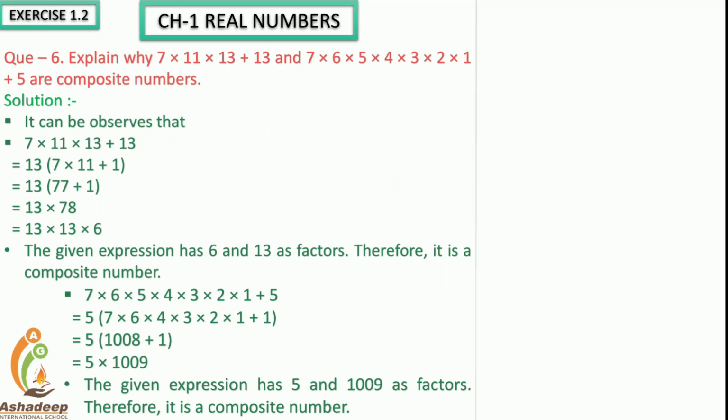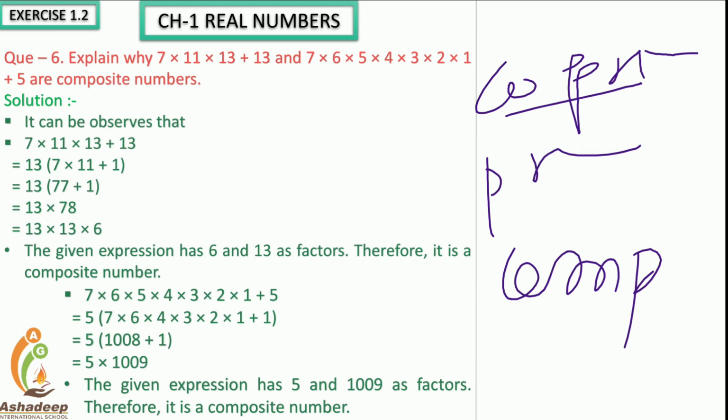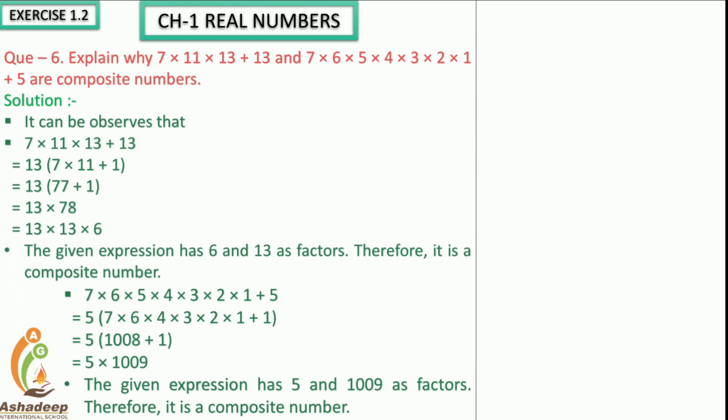Explain why 7 into 11 into 13 plus 13, and 7 into 6 into 5 into 4 into 3 into 2 into 1 plus 5, can be a composite number. Now we have co-prime numbers, prime numbers and composite numbers. Co-prime numbers we will see in an upcoming chapter, okay. So what is a co-prime number?